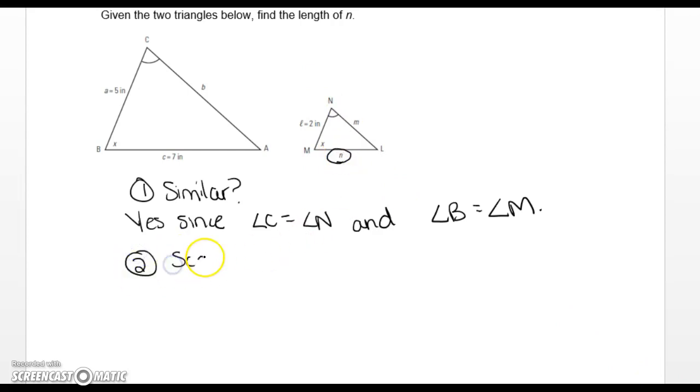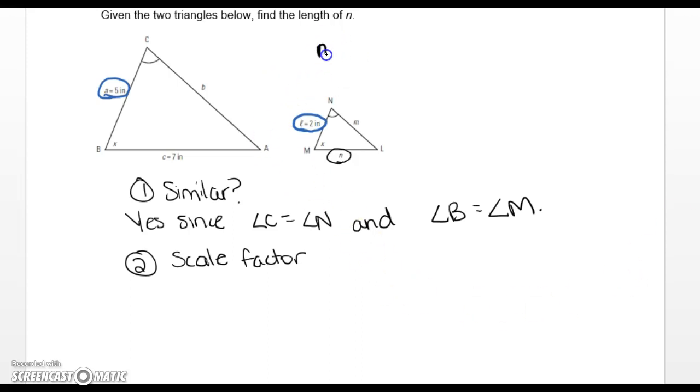So step number 2 is we're going to find the scale factor, and that'll help us to figure out how we reduce the 7 to get our smaller dimension. In order to use the scale factor, you have to remember you have to use sides that are corresponding. And in order to find your scale factor, you have to be given both of those dimensions. So here in our larger triangle, we're given the side A is equal to 5 inches. And then the corresponding side here is L is equal to 2 inches. So those are corresponding sides, and we're given both of those dimensions.